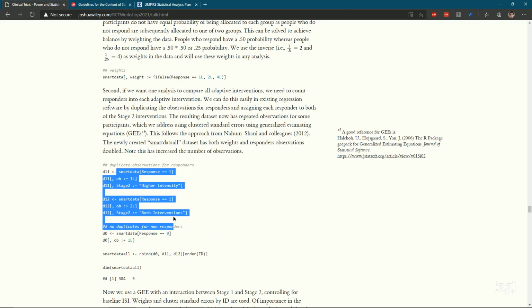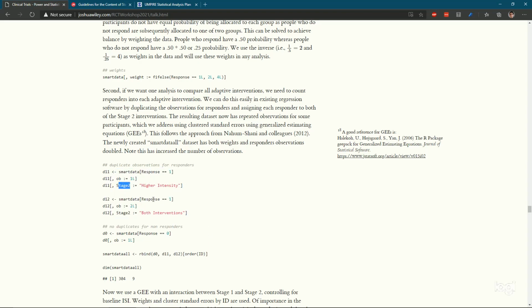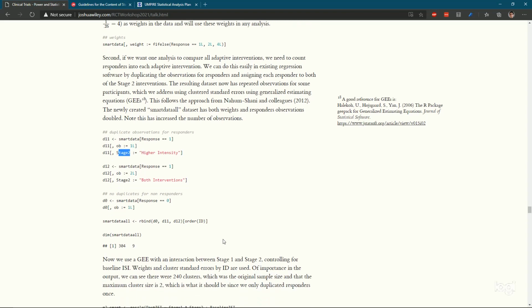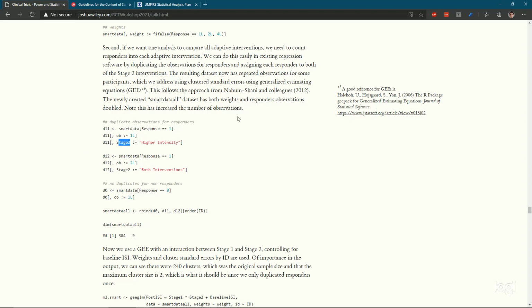So this just duplicates responders and puts them in stage 2 rather than being missing, once in the higher intensity adaptive program, once in the both intervention adaptive program. And the reason for that is we're not trying to evaluate just that final step. We're trying to evaluate that entire stepped care adaptive intervention, and that would include always both responders and non-responders. So we duplicate them to put them in both. We deal with the fact that we've sort of doubled our data by using these clustered standard errors in GEEs.